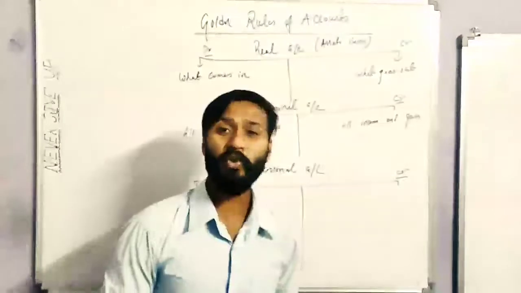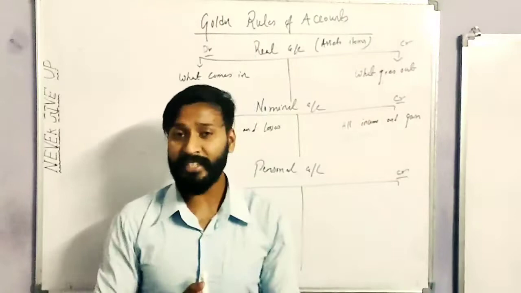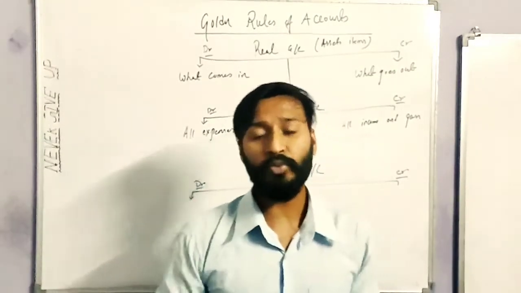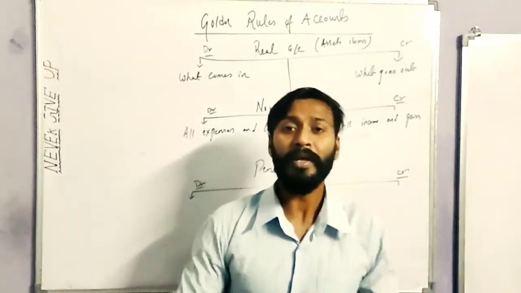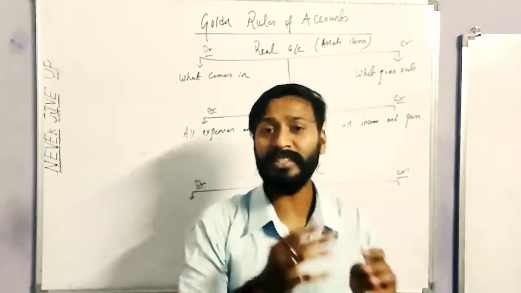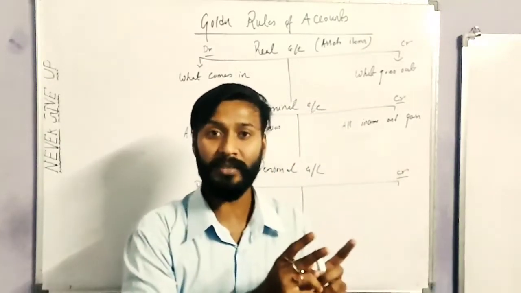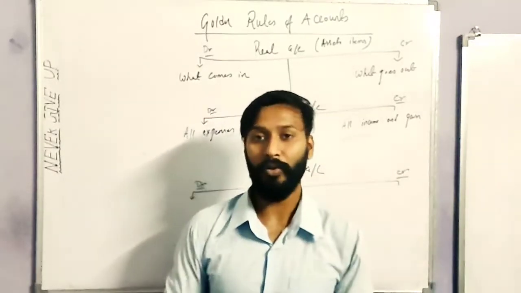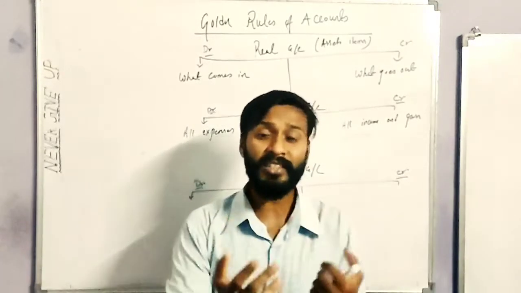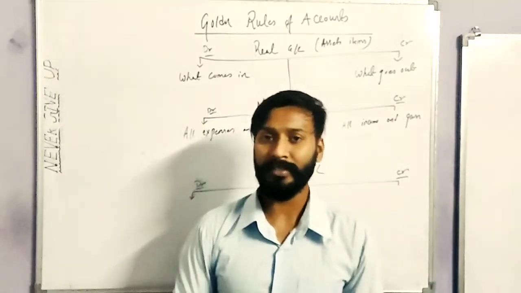Now come to the last one, that is called personal account. Personal account means all the name-related items: capital, bank. These items will be recorded in the personal account. Personal account means individual account. Any person's name. Suppose X Limited. X is the name of a person. So X will come under personal account. Bank: State Bank of India, HDFC, ICICI, Punjab National Bank, these are all name-related banks. So all the banks will be recorded in the personal account.